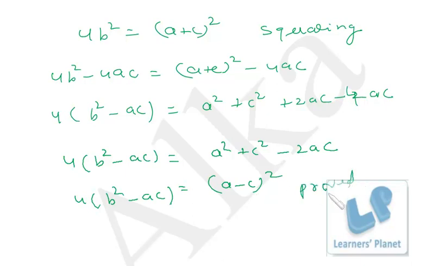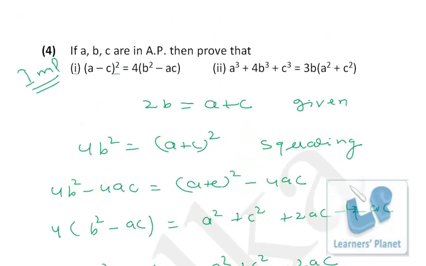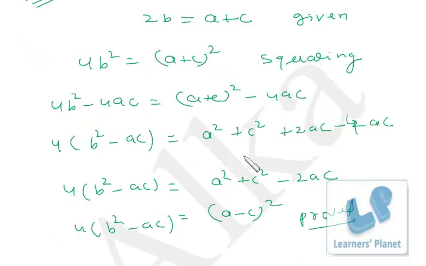So 4 times B square minus AC is equal to A minus C whole square. That only we have to prove, and that we have proved. So we started with A, B, C in AP. If A, B, C are in AP, 2B is equal to A plus C, squaring both the sides, then deducting 4AC from both the sides, then simplify, and you get the answer. Okay?